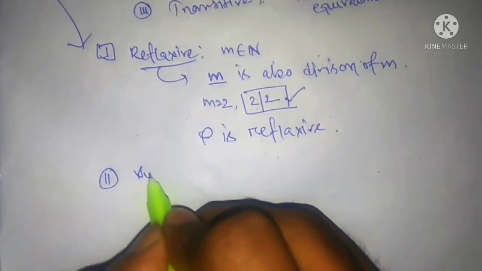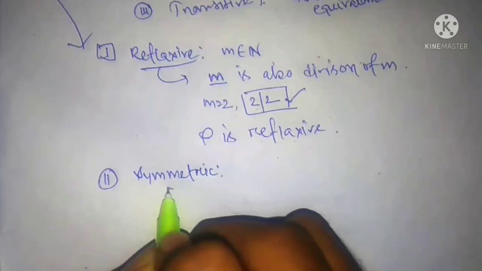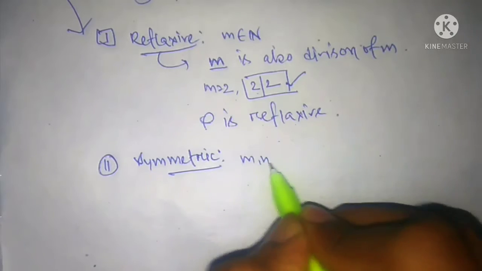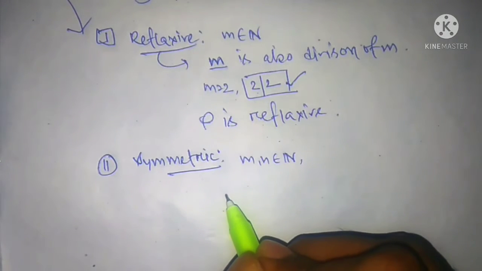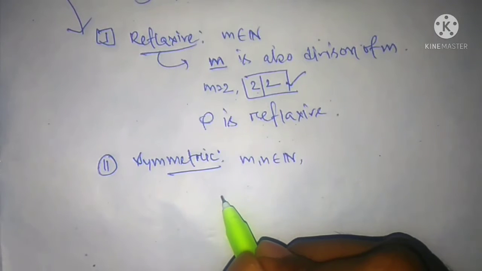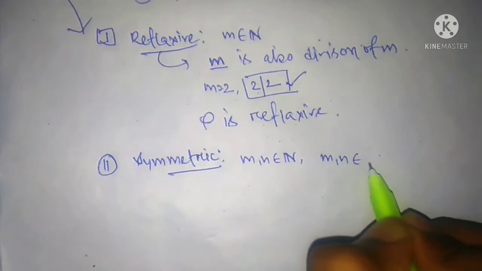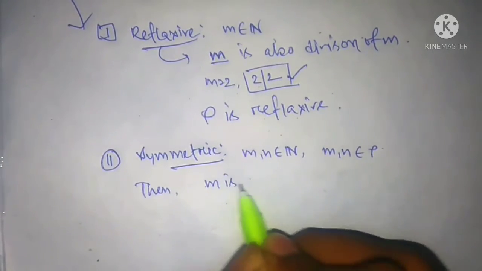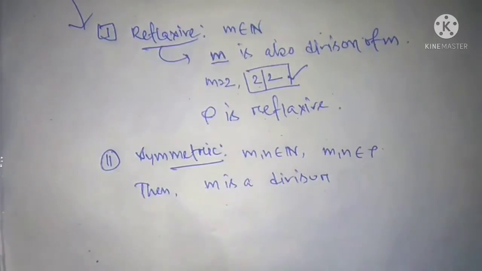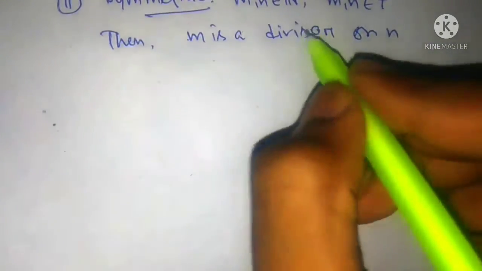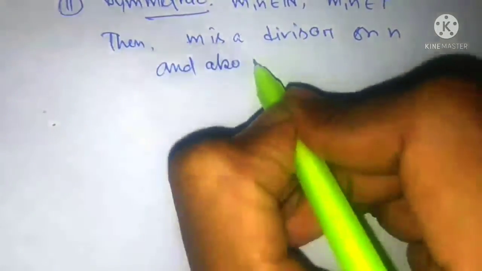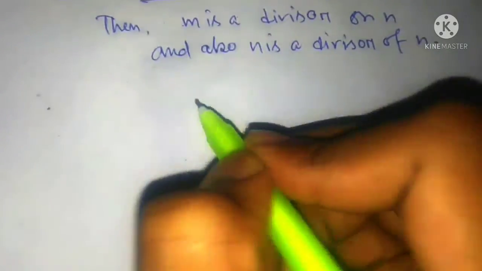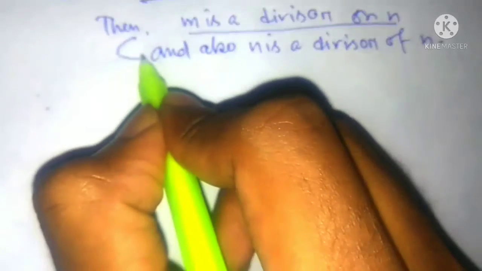For the second case, symmetric. We take two elements. Let m, n belong to the natural numbers and (m, n) also belongs to rho. Then m is a divisor of n, and also n is a divisor of m. If this is possible, then we have to show this.